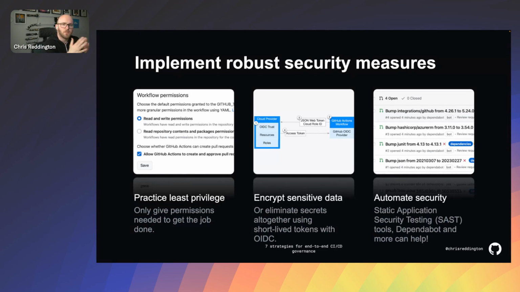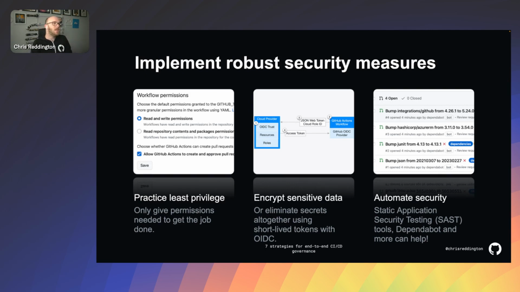But there's three main principles that we're going to look at here. The first is practicing least privilege. The second is about secrets and how you can interact with maybe the deployment environments or any kind of third parties that you're interacting with. And the third is around keeping your actions up to date, actually, and how you can make sure that you're using the latest and greatest.